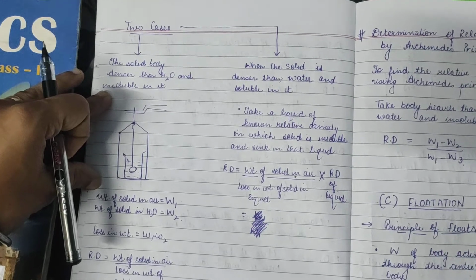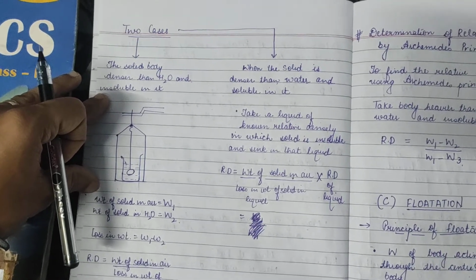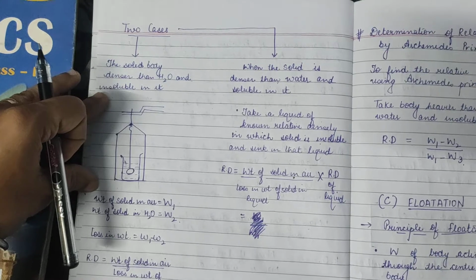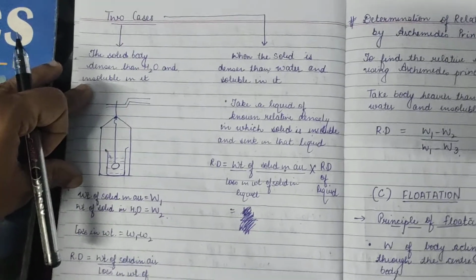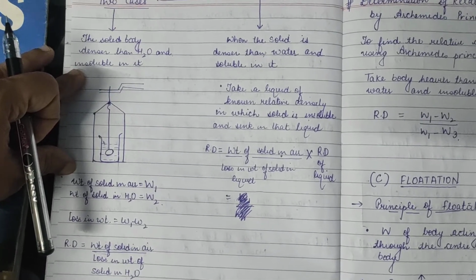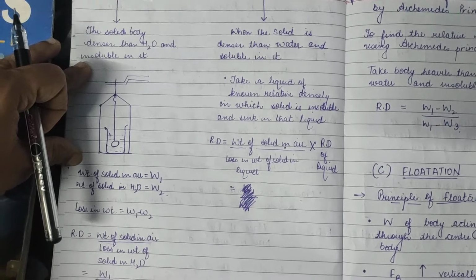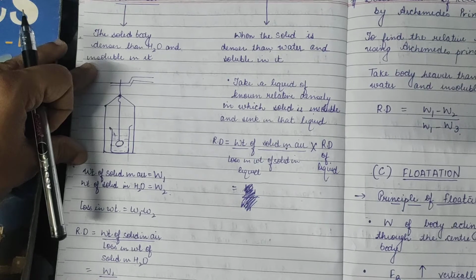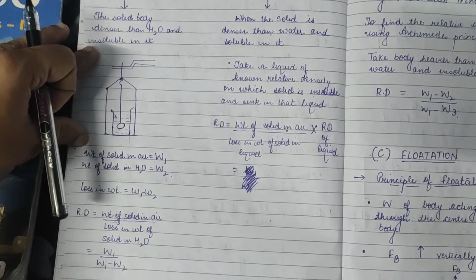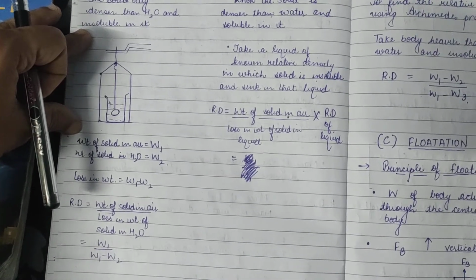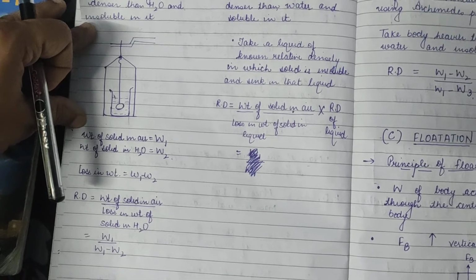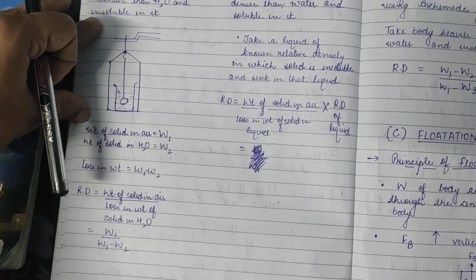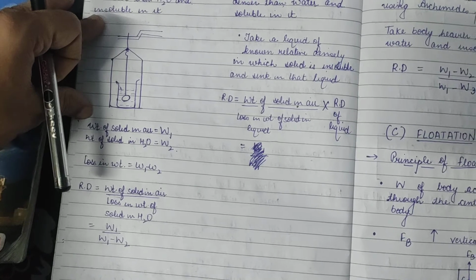So the weight of the body in air is W1. The weight of the body in water is W2. What is the loss in weight? That is W1 minus W2, equal to the weight of water displaced by the body, by using Archimedes principle. So simply we get the formula here: W1 upon W1 minus W2.